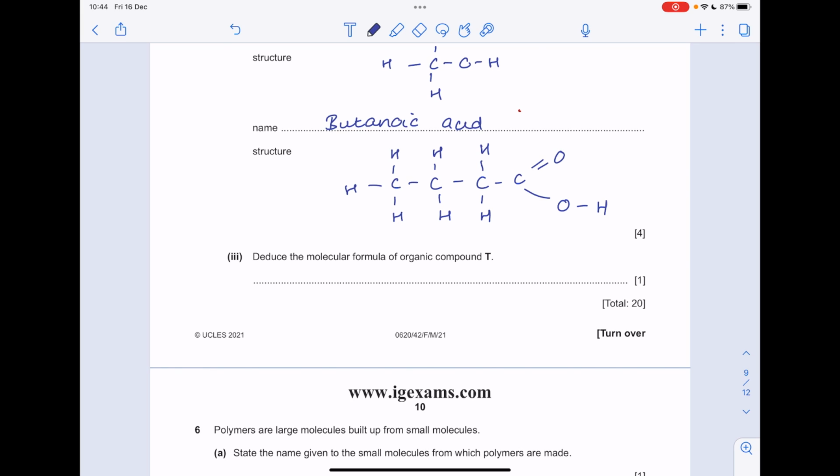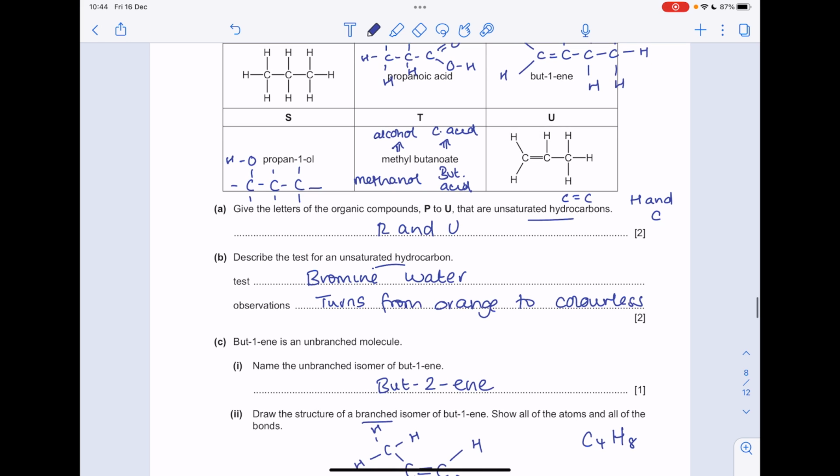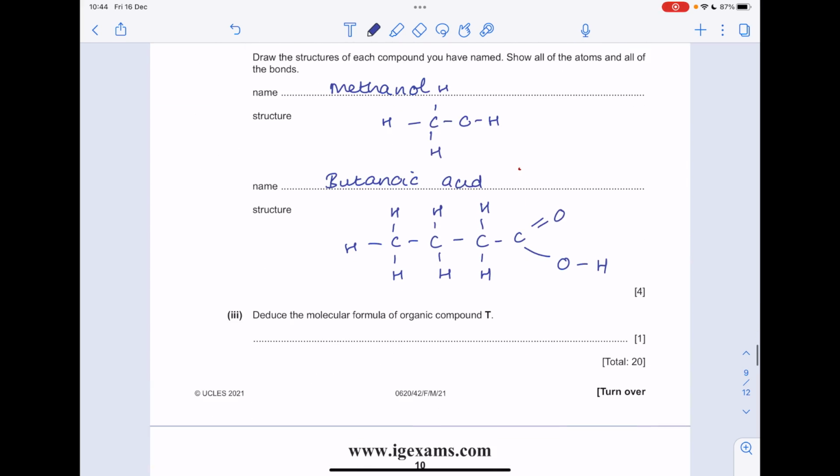Deduce the molecular formula of organic compound T. Okay, so I'm going to have to draw it actually. Methyl butanoate looks like this. Draw it super carefully. Make sure you count your bonds. Each carbon atom needs 4 bonds, hydrogen 1, oxygen 2. And then because it wants the molecular formula, work out how many carbons you've got. 1, 2, 3, 4, 5. How many hydrogen atoms? 1, 2, 3, 4, 5, 6, 7, 8, 9, 10. How many oxygens? 2. I'm just going to remove that because that isn't the answer up here, but I was using it to help me work out the molecular formula.